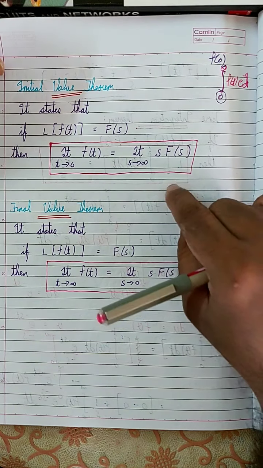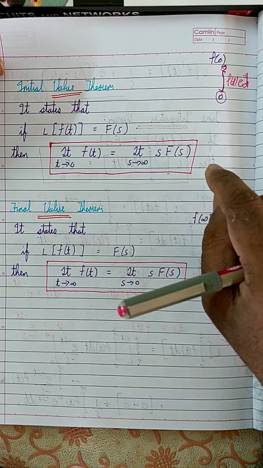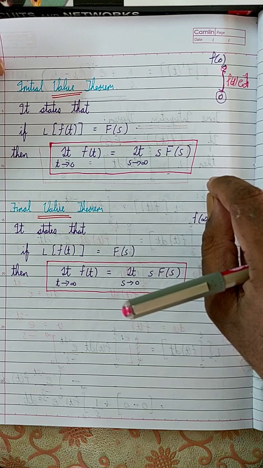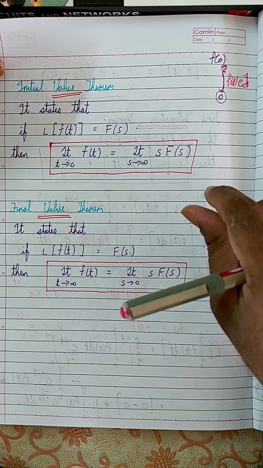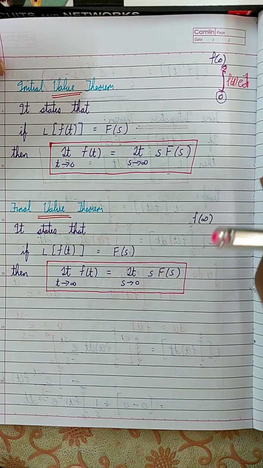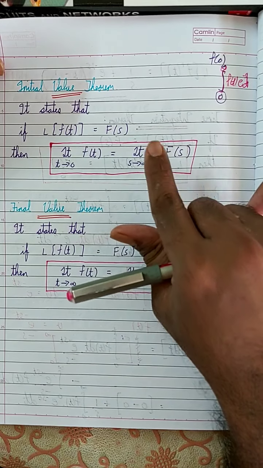So once you find F of s, you multiply that F of s with s, and when you are substituting the value of s as infinity, make some small modification to the function so that you will get a finite value when s tends to infinity. That is the first step that you need to do. That is what this initial value theorem is all about.